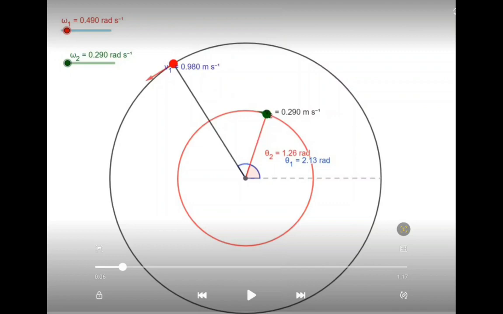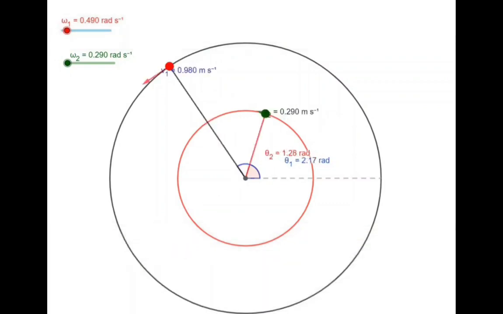Now, the tangential velocity for the green one is v equals r omega, and omega for the green one is 0.29, and this is r here. Now, for the second particle, v is equal to r omega, and r in this case is this whole thing here, and omega in this case is equal to 0.49. For that reason, as we can see here, this tangential velocity is greater than this one here.